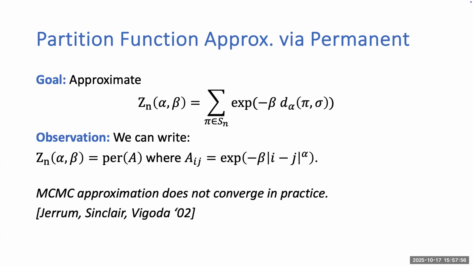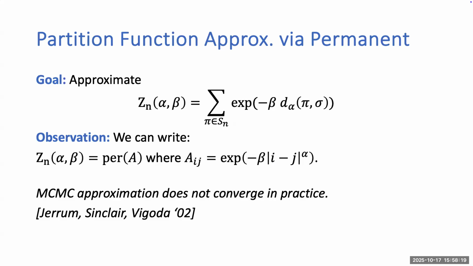So the main goal in sampling, even before generating samples, is first of all to approximate the normalizing constant. I'm defining the notation Z_n(alpha, beta), where n is the number of items, and it is just the sum of all these weights that I'm putting into the permutation.